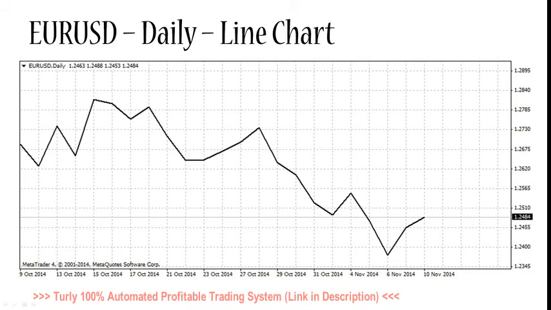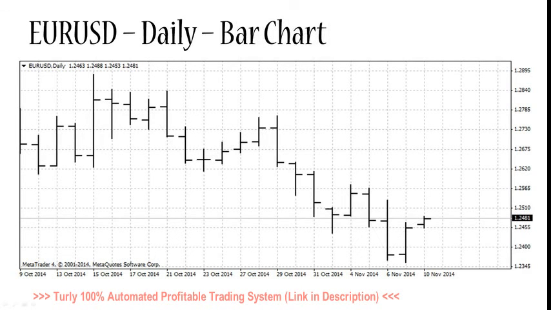Now let's look at the same chart but represented by a bar chart. As you can see, now we have much more information. They might be a bit more cluttered, but we can see where the highs and lows were, and exactly how this progression or this trend is developing.